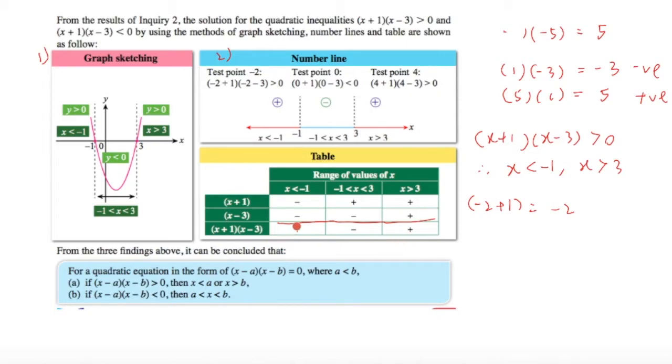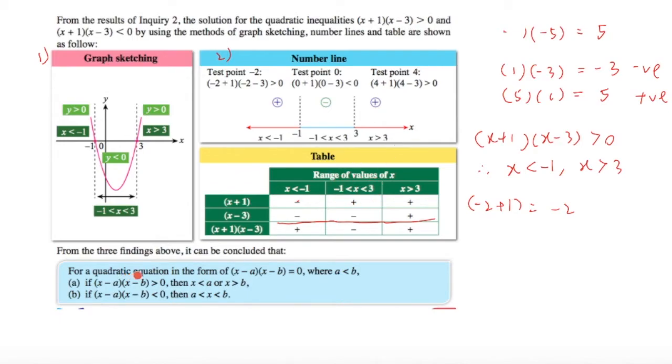Okay, so that means if your question here is more than 0, your answer will be less than negative 1 and more than 3. If here is asking less than 0, negative here, so your answer will be in between here. This is your answer.